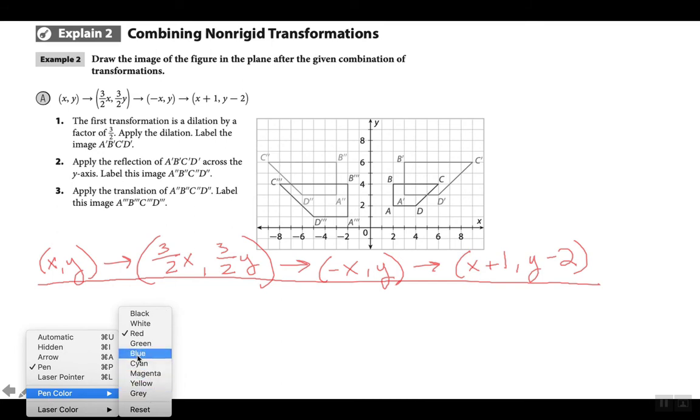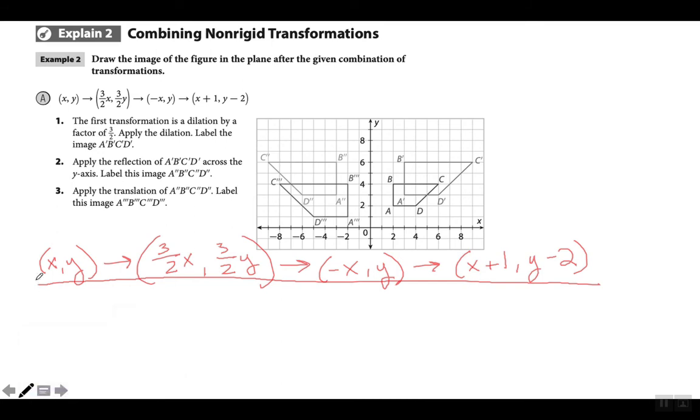Okay, so I'll start off with the coordinates for A, B, C, and D, our pre-image. Okay, so A, and I'll try to make it fast because I have a lot of work to do. A is at 2, 2. B is at 2, 4. C is at 6, 4. And D is at 4, 2.